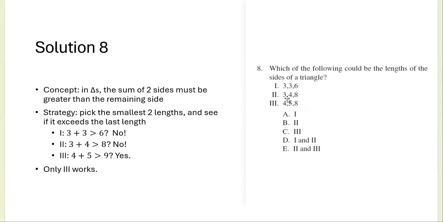Okay. 3 plus 4 is 7. Is that bigger than 8 in choice 2? No. So cross that out. How about 4 plus 5? That's 9, which is bigger than 8. So we're good there. Only 3 works. Choice C.